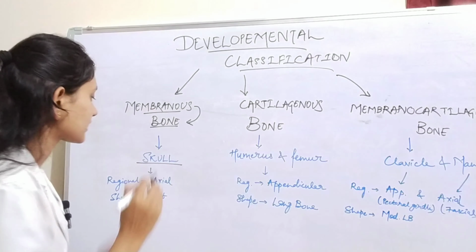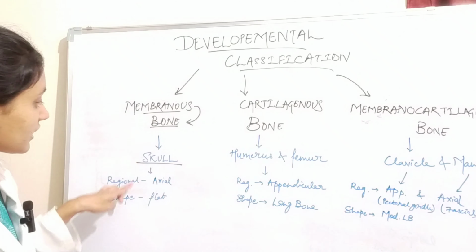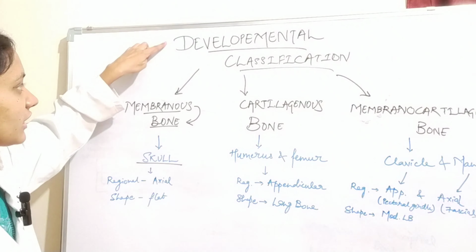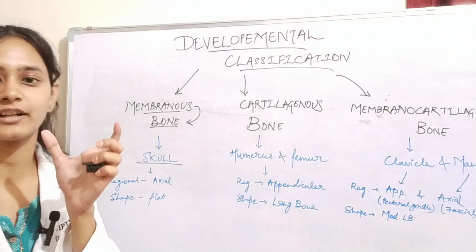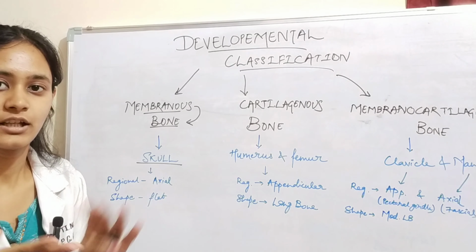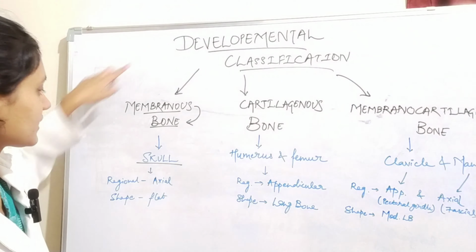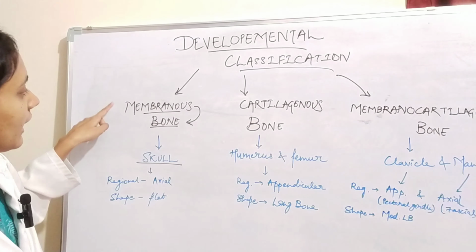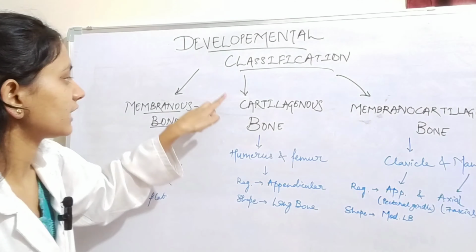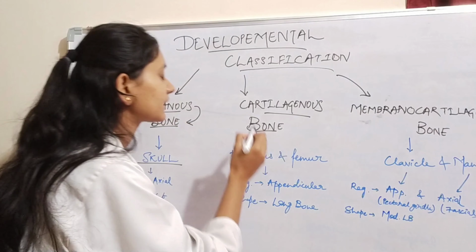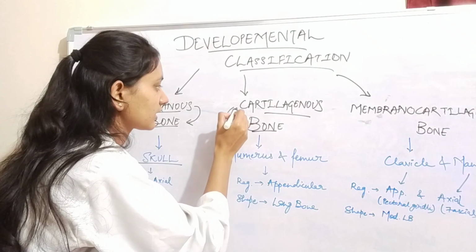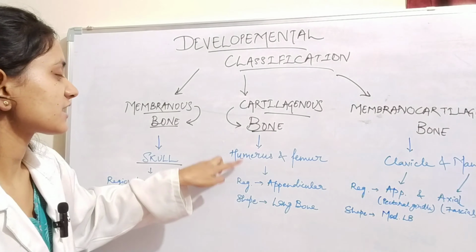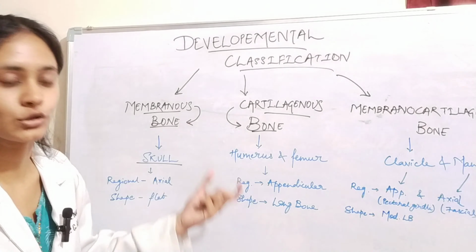As we had studied about the skull, according to regional classification the skull would be an axial skeleton, by shape it is flat, and on the basis of development it is membranous. So we had learned three things about the skull through our various lectures: it is an axial skeleton, a flat bone, and also a membranous bone. Now again we have cartilaginous bone. That is, a bone which is first a cartilage and then converts into a bone. Examples are the humerus and femur. The humerus and femur first used to be cartilage and then convert into bone.